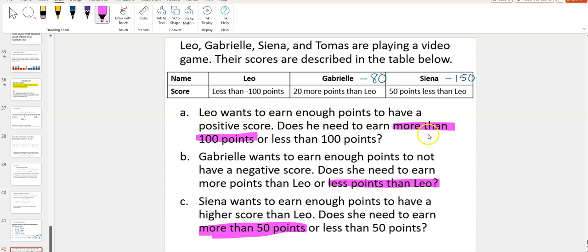So Leo will have to earn more than 100 points to get positive. Gabrielle will need to earn less points than Leo so that she does not have a negative score, because she's actually winning right now. And Sienna wants to earn enough points to have a higher score than Leo. She's going to need to earn more than 50 points because 50 points will get her equal to whatever Leo is. So if she wants to be more than Leo, she needs to earn more than 50 points.